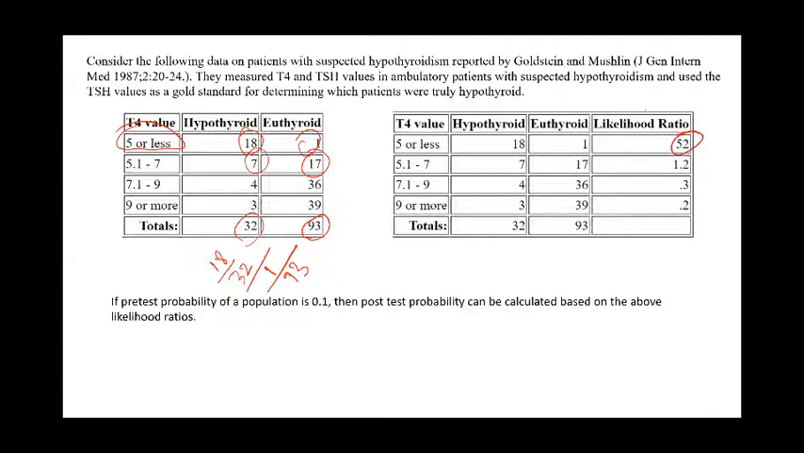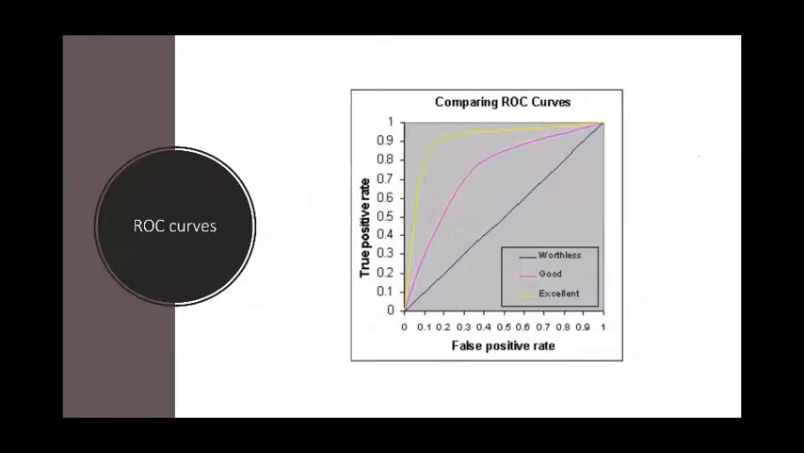Similarly, we calculate the likelihood ratio of each cutoff. Now if we take the pre-test probability, or prevalence, of hypothyroidism in the population as 0.1, we can calculate the post-test probability according to the values of T4. Not all of these would have had a post-test probability of similar value. However, now that we have classified this into different categories and all of them have different likelihood ratios, each of them has a different post-test probability. So that is how likelihood ratios can be used.